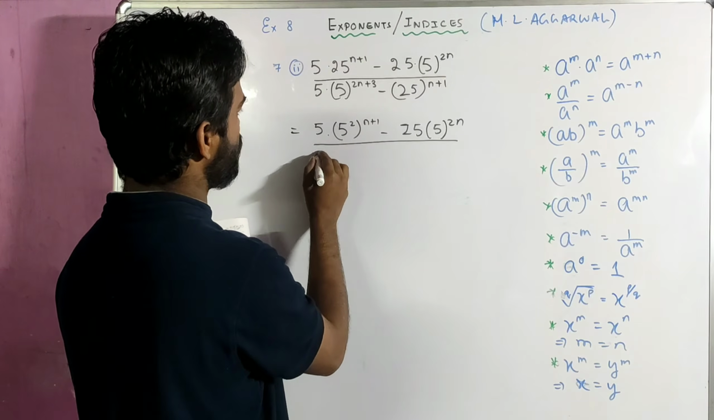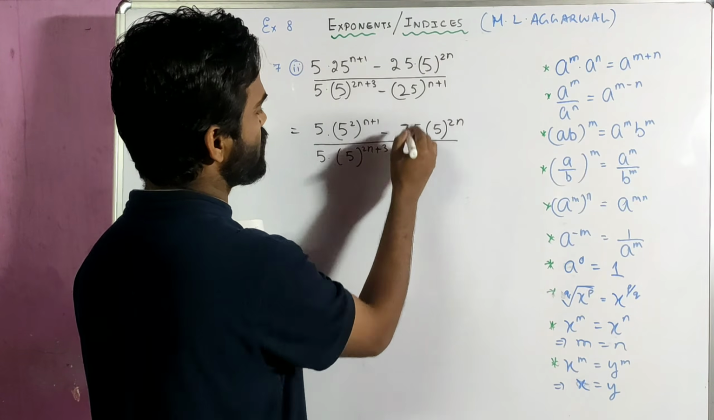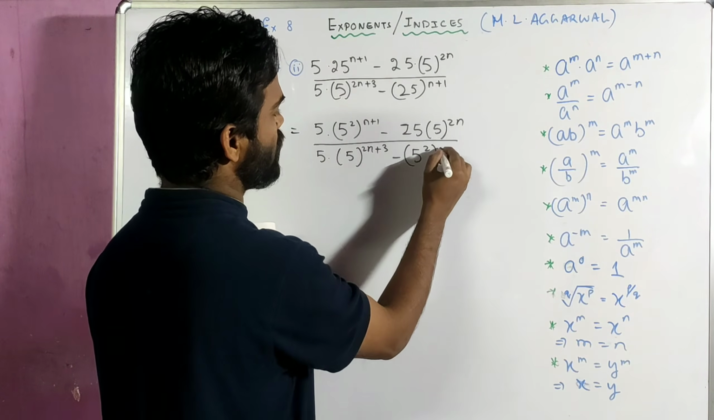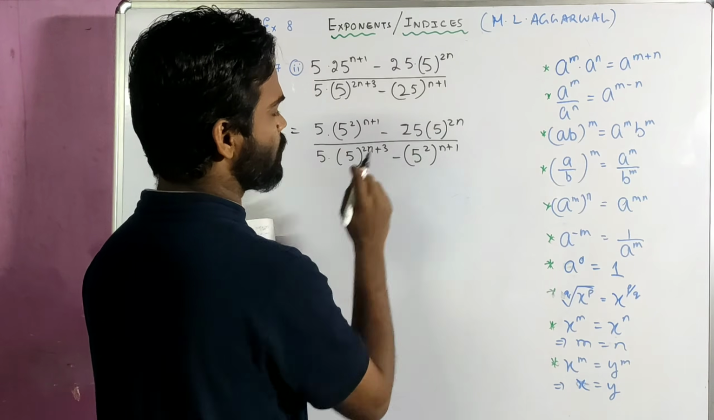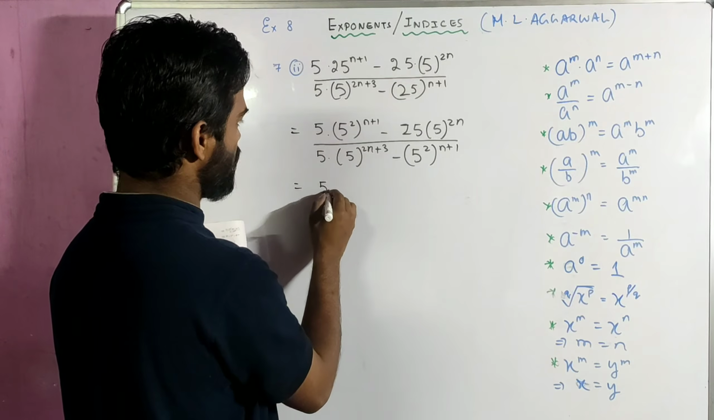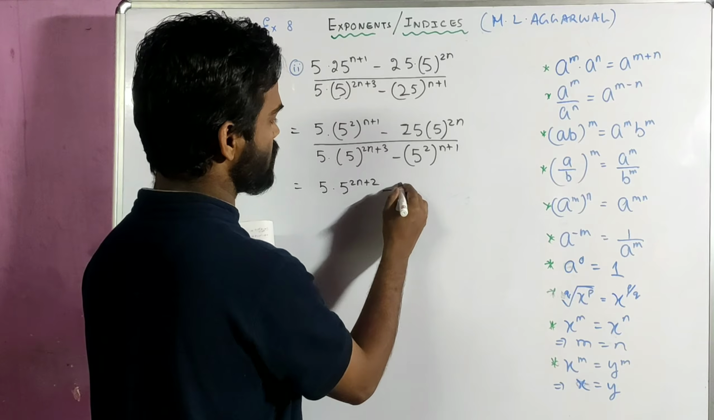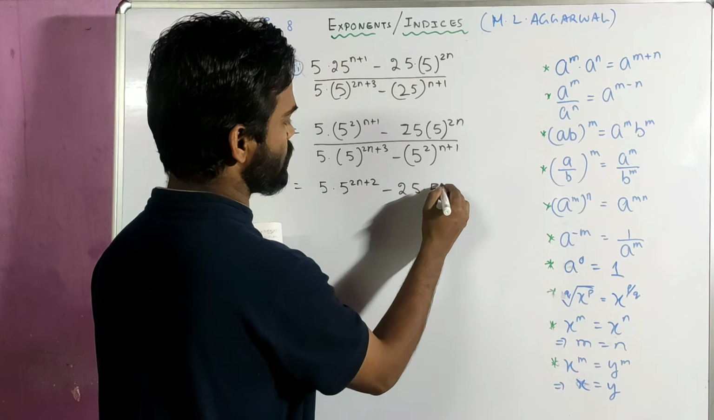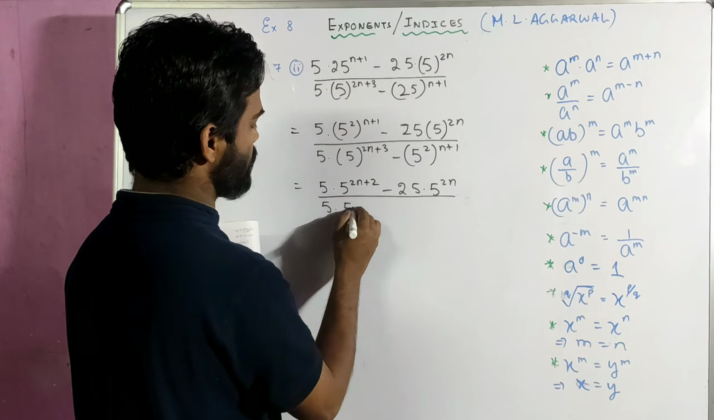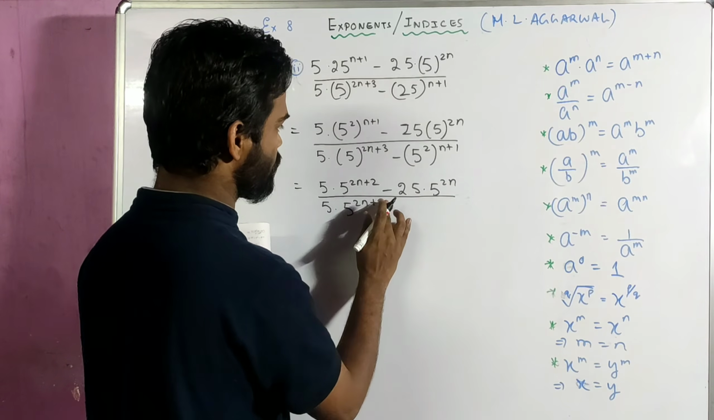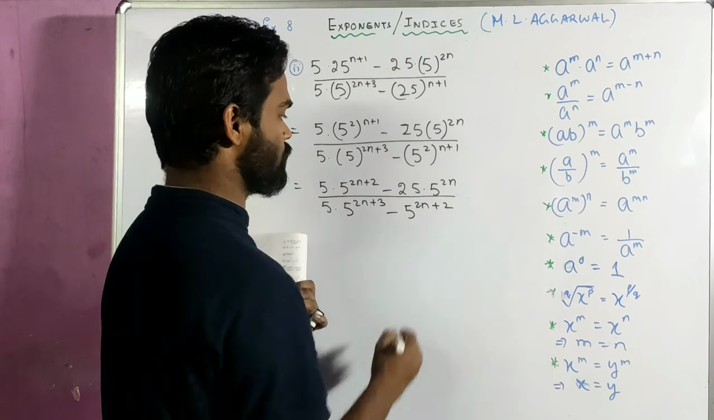Similarly, this becomes 5 multiplied by 5 to the power 2n plus 3 minus this, we can write as 5 square whole to the power n plus 1. Now the power gets multiplied over here. So this becomes 5 multiplied by 5 to the power 2n plus 2 minus 25 into 5 to the power 2n, by 5 into 5 to the power 2n plus 3 minus 5 to the power 2n plus 2.